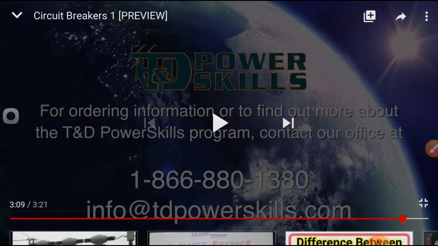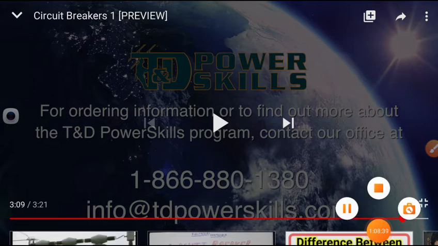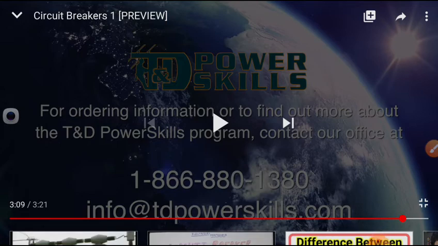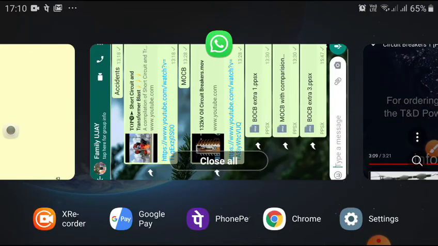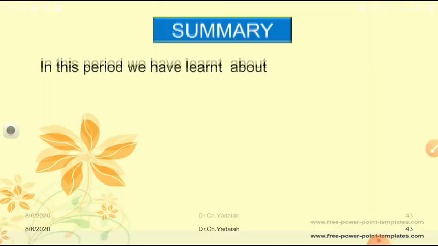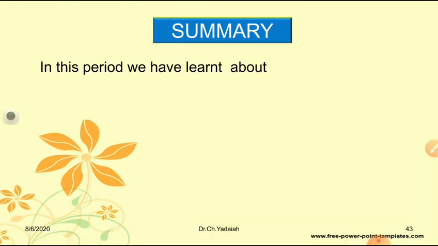So these are the things you have to remember. I think you have some idea now. So what is a circuit breaker? How is this circuit breaker used in our distribution system and in our transmission system? So these are the things we have learned. We have seen a few videos practically showing how our breakers quench the arcing.